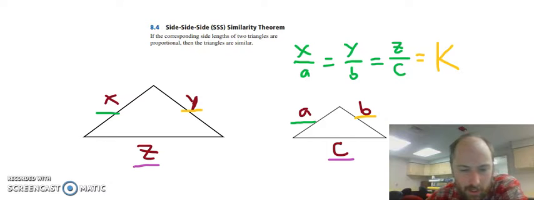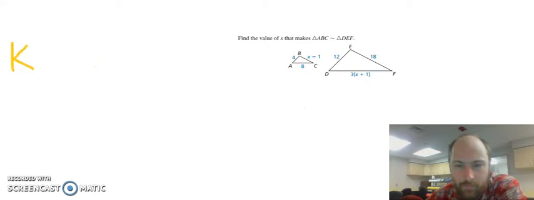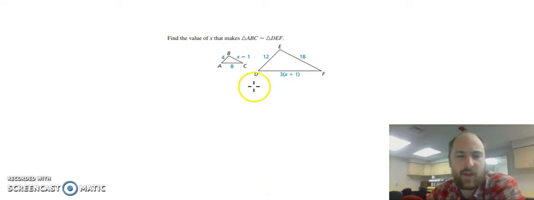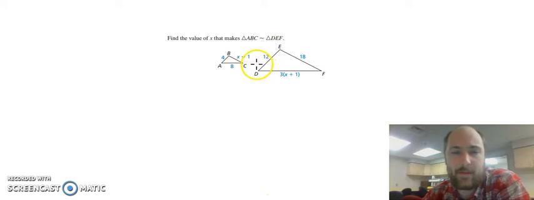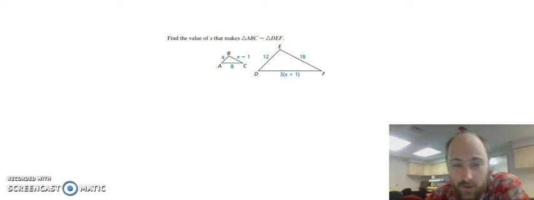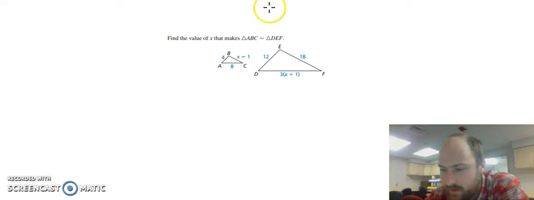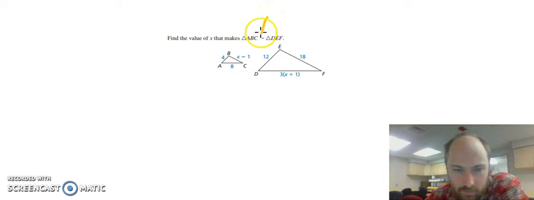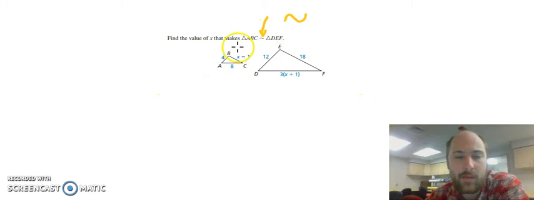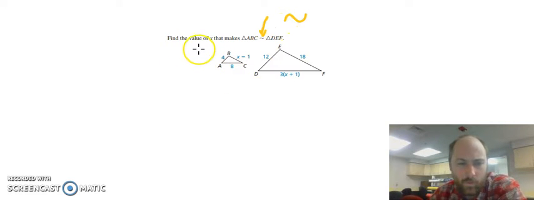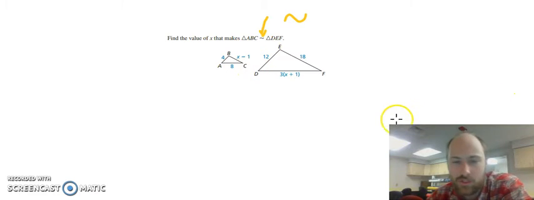So let's take a look at an example problem. It says find the value of x that makes triangle ABC similar. And remember, this is our little similarity snake. This little crazy symbol, right? That's a similar. That means triangle ABC is similar to triangle DEF. So we need to find the value of x that makes these two triangles similar. So basically all we have to realize is that the ratio between corresponding sides must be equal.